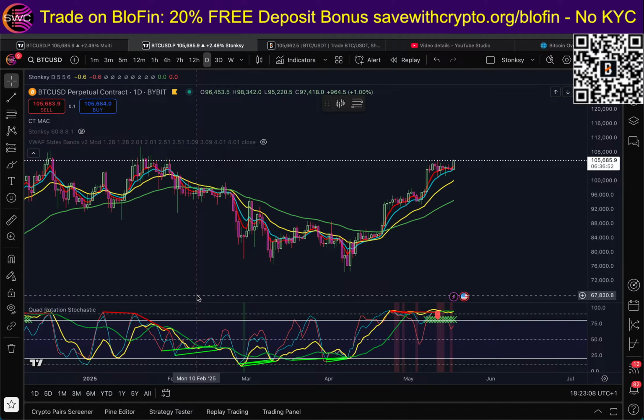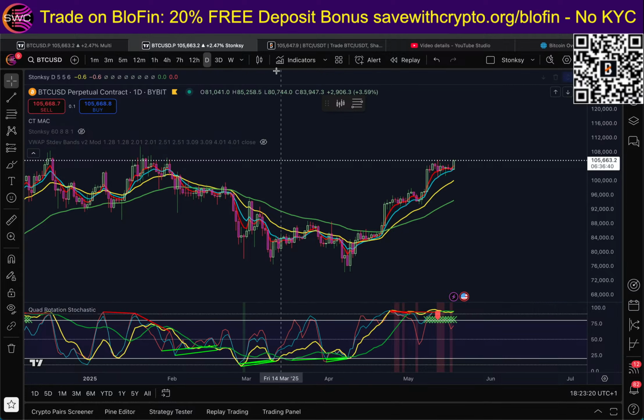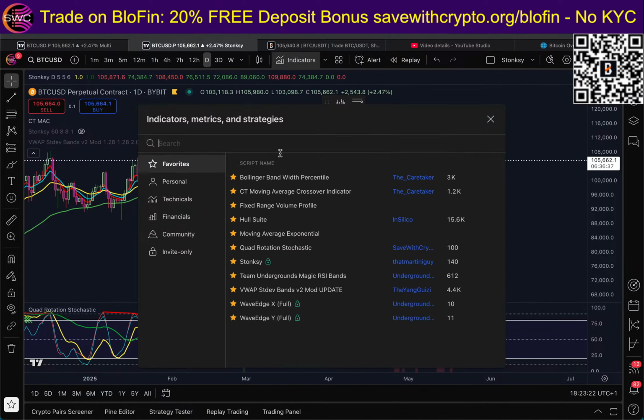So I think at the moment it's been out for 2 weeks now. I think I published it 2 Sundays ago. So I think at the moment it's good. So that's what it's called. Just go to your indicators like normally, and if you search for quad rotation stochastic, you'll find it. The author is Save with Crypto, but it's not really me because it's open source software. The thing is, the original open source guy just disappeared, and the script went as well, which is why I kind of republished it.